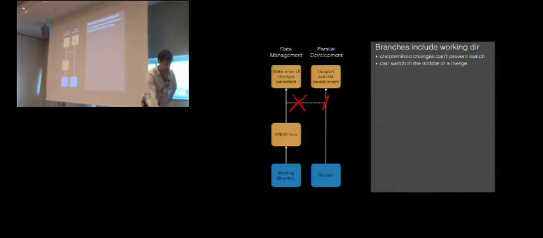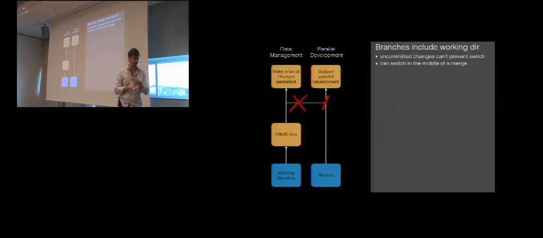So let's talk about branching. In Gitless, a branch is a completely independent line of development, and each branch includes the working version of files. That means that when you switch to another branch, we'll save whatever uncommitted changes you have, and when you switch back, we'll resurface them.